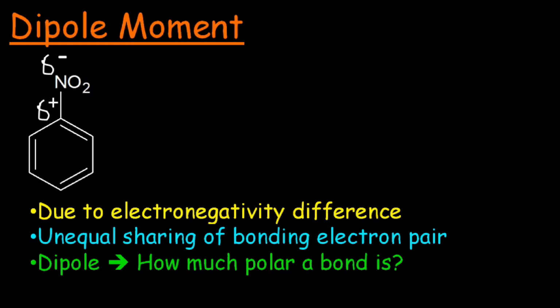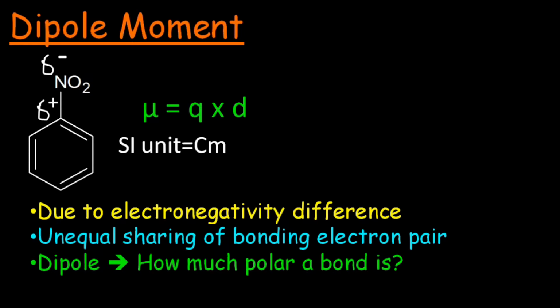So, the dipole moment is the quantitative measurement of polarity. It is represented by mu, which is equal to the product of charge and distance between the two atoms making a dipole. The SI unit of dipole moment is coulomb meter, abbreviated as C·m.